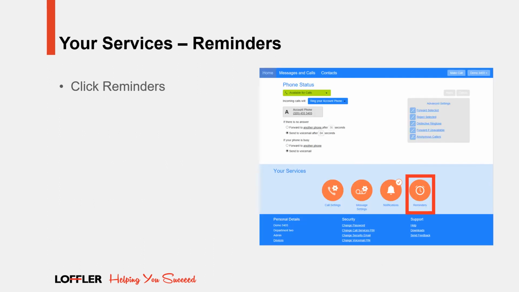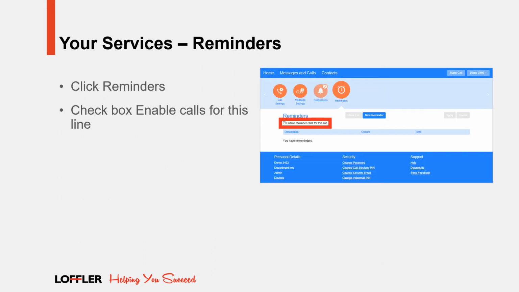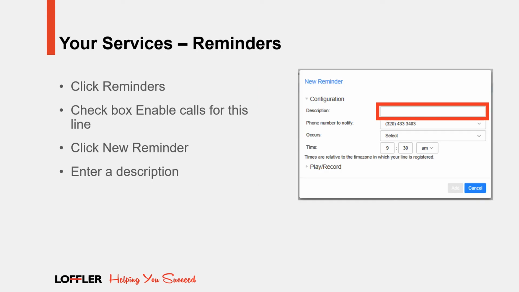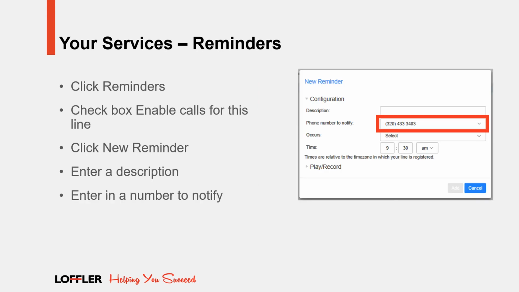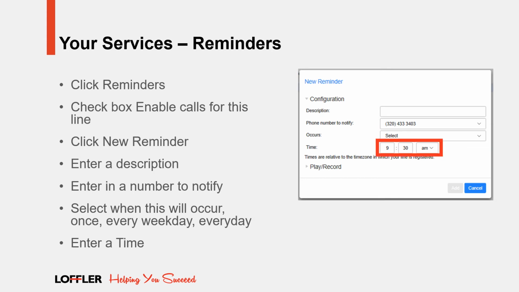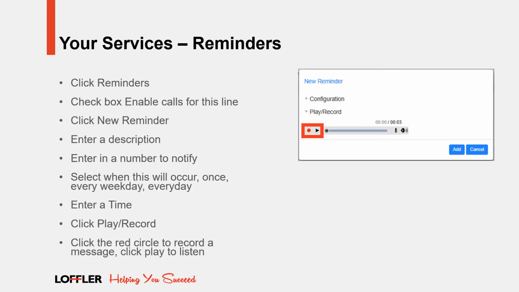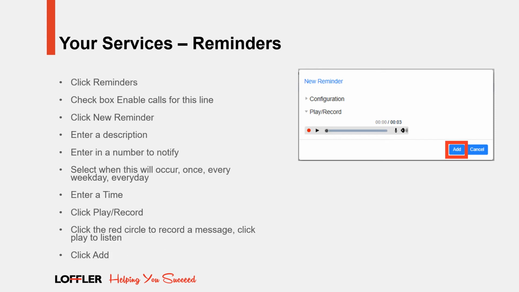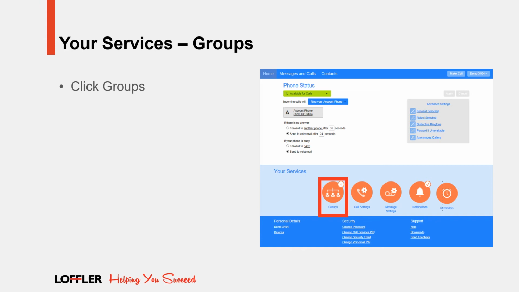To set up reminders, click Reminders. Check the box Enable Reminder Calls for this line. Click New Reminder. Enter in a description. Enter in a number to notify. Select when this will occur: once, every weekday, or every day. Enter in a time for this to occur. Click Play Record. Click the red circle to record a message, and click the play button to listen to it. Then click Add.